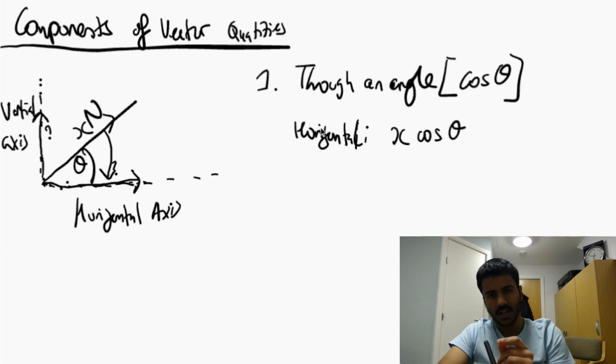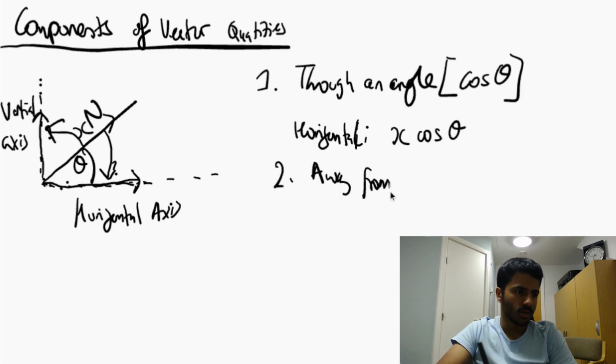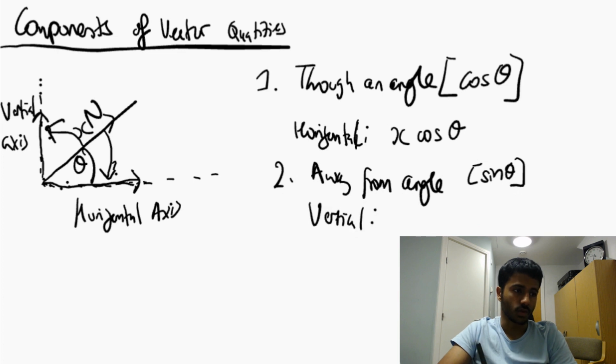Now, if I wanted to find the vertical axis, you can see that I'm moving away from the angle. You can see that the angle is marked here. I'm moving away from it. So away from the angle, you use sine theta. So the vertical projection, or the vertical length of this component is x sine theta.